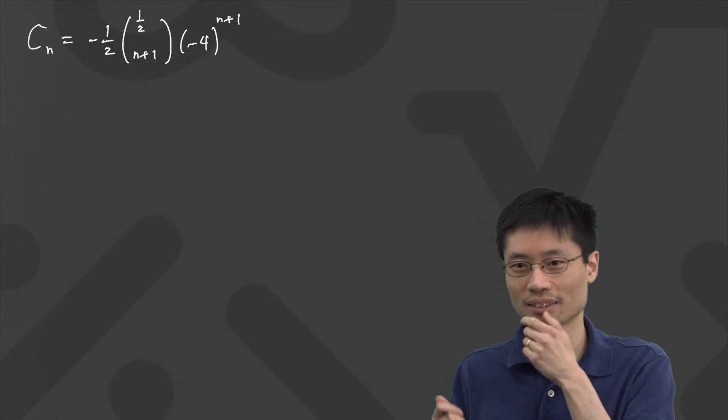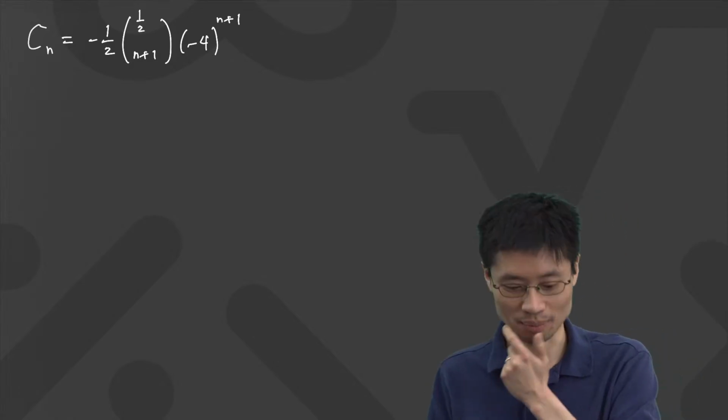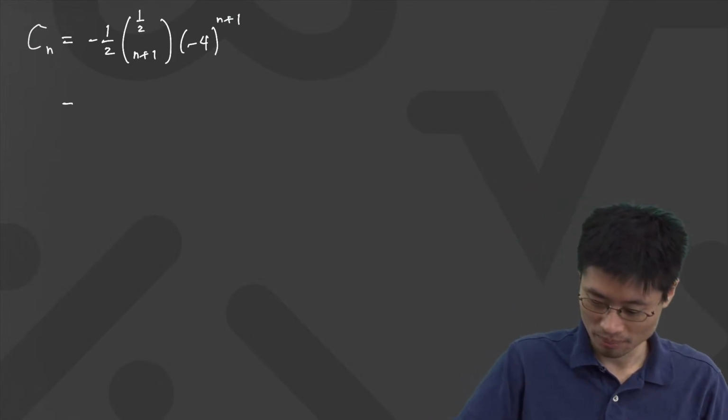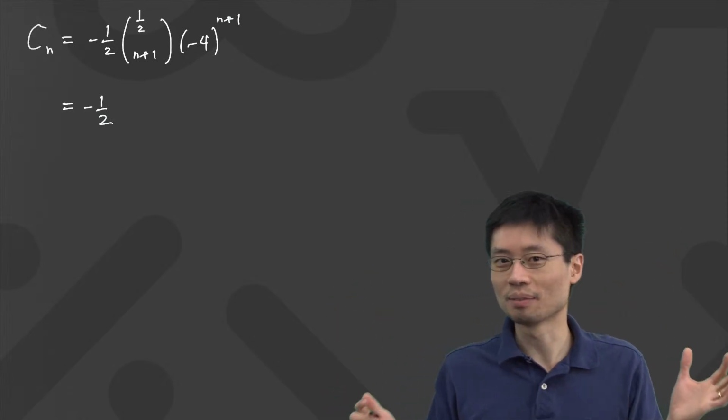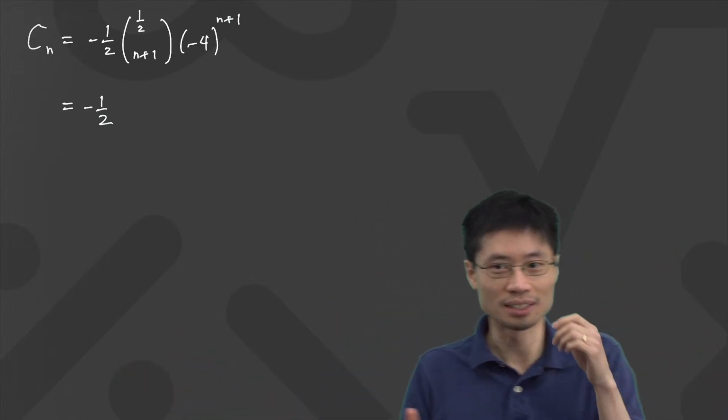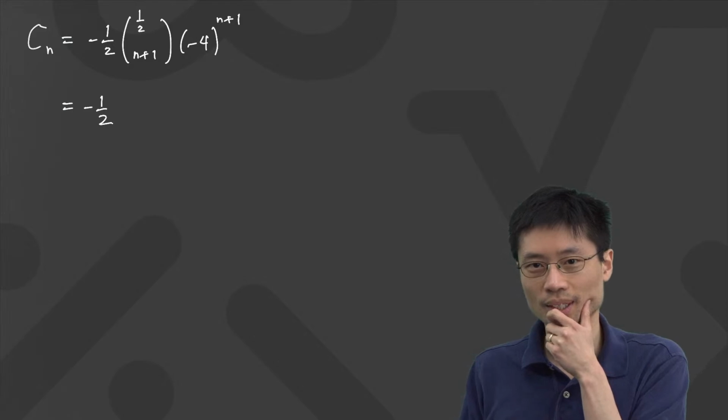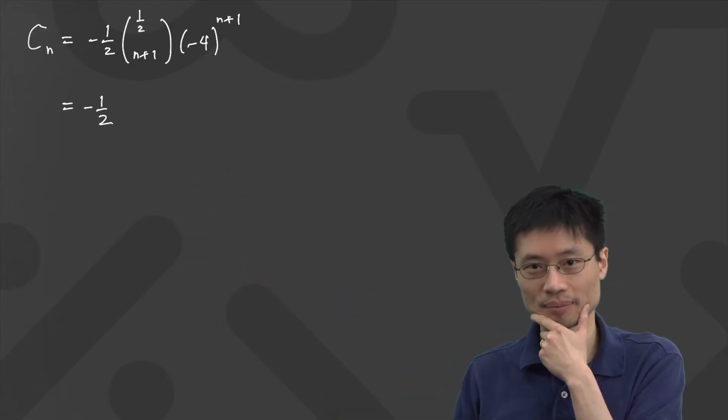Well, what does that look like? What is 1 half choose n plus 1? Minus a half. What does that choose n plus 1 even mean? We can write down some stuff. We'll have some dot dot dots. The minus a half is just the thing in the front.